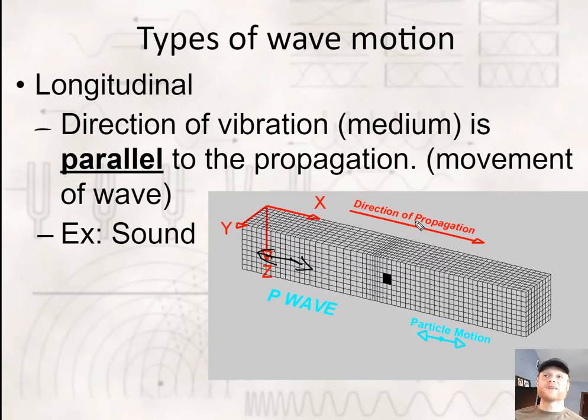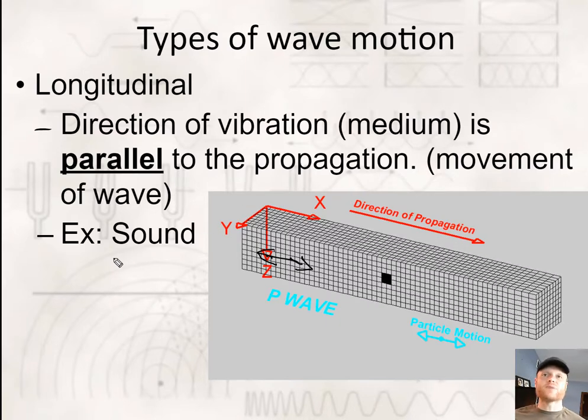The fancy name for that is propagation. Propagation is the movement of the wave. So it's kind of like if you've ever watched a worm move across the ground, it expands and contracts in the same direction that it's moving. An example of this type of wave would be sound. Sound is a longitudinal wave.